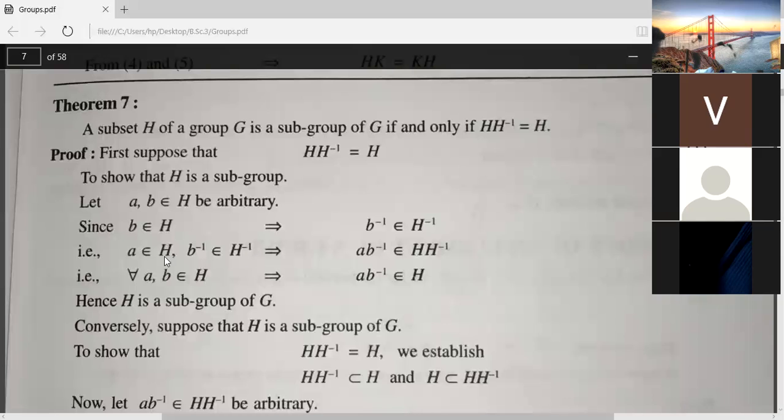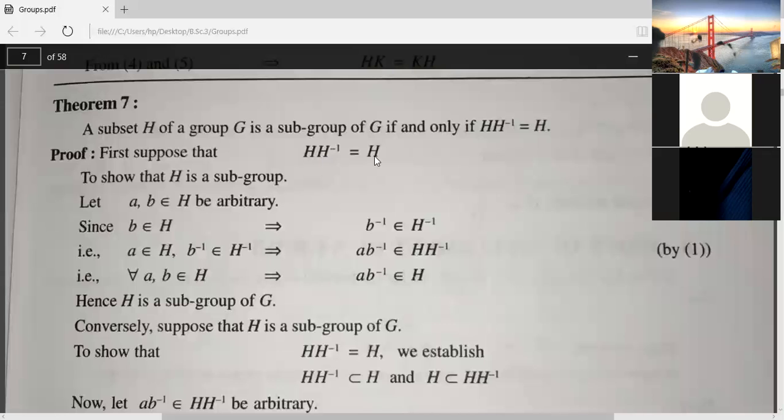Now what can we write? AB inverse belongs to H inverse, because you see A is an element of H, B inverse is an element of H inverse. Therefore, you can write AB inverse belongs to H inverse. Now already you see what you got here: H inverse is equal to H. Therefore, you can replace this H inverse by H. That's why here we write AB inverse belongs to H. Now by theorem number 1, what can we say? H is a subgroup of G.